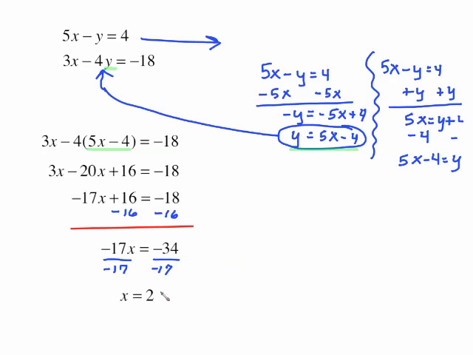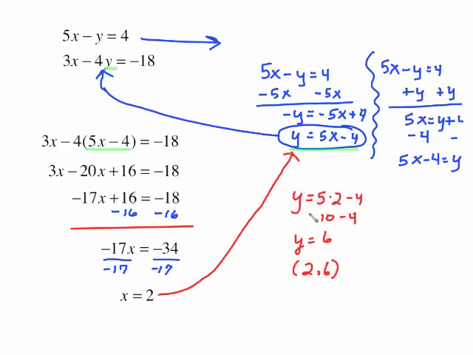I need to plug that back in to find y, and where I'm going to plug it is right here where I have the circled equation. So x was 2 to find y. I just have to put 2 in for x, and that's the arithmetic right there, 5 times 2, which is 10 minus 4 is 6. My ordered pair is 2 comma 6.